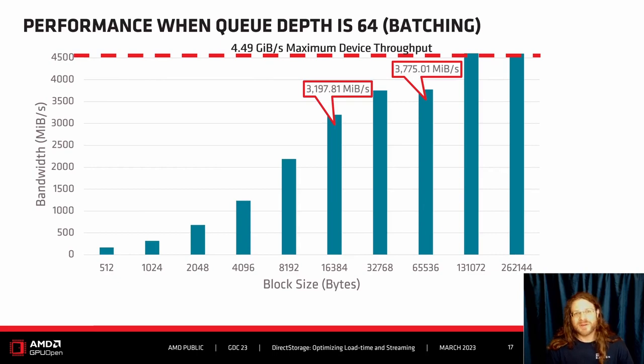However, when we have the queue depth set to 64, then our potential to utilize the throughput of the device is greatly increased. And we're able to achieve that at about 128 kilobytes per request, or 256 kilobytes per request, when the queue depth is approximately 64.